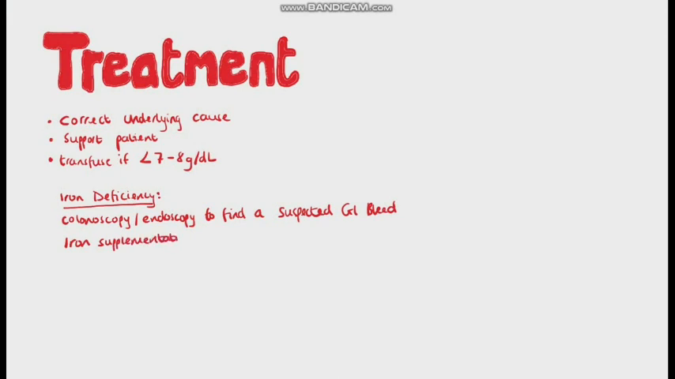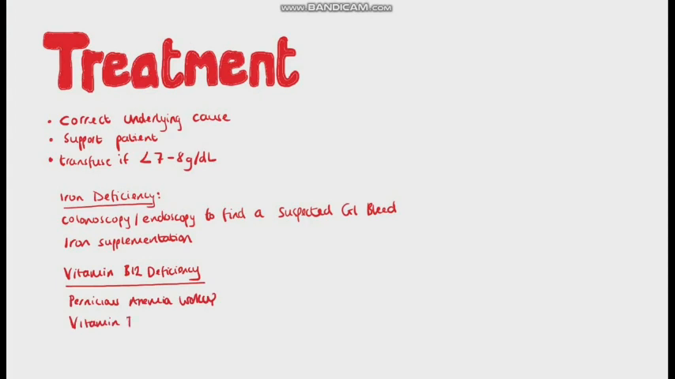Iron can be given as an oral tablet, which is associated with GI side effects, and so often patients don't stick to taking them. Alternatively, iron can be given as an injection. In vitamin B12 deficiency, perhaps the patient has pernicious anemia, and so intramuscular injections of vitamin B12 can be given.